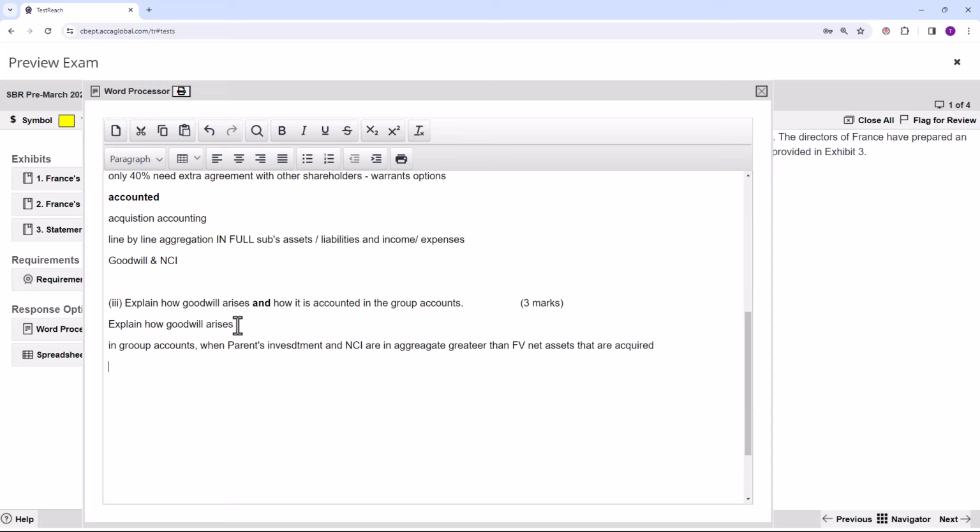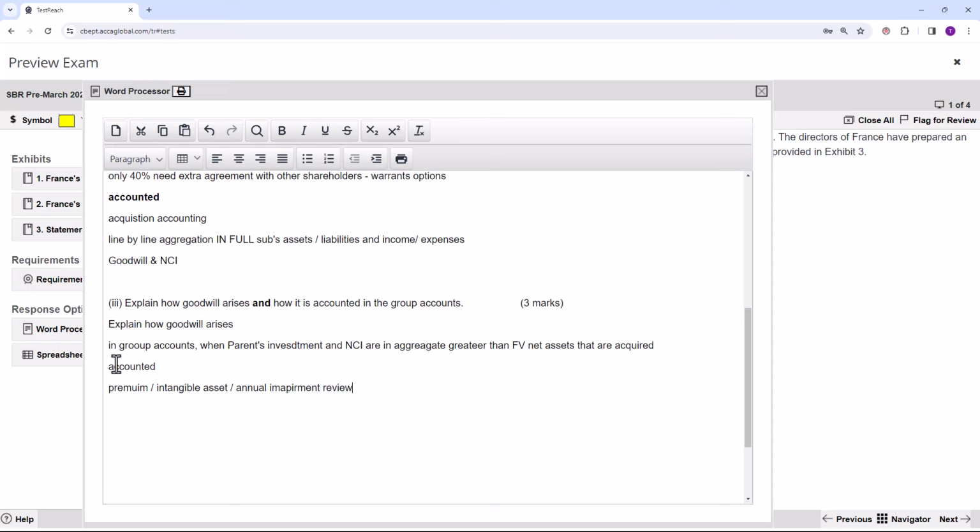And how is it accounted for? How is goodwill accounted for in the group accounts? Well, when it's a premium, which is what I suggested, then it's an intangible asset that is then subject to an annual impairment review.